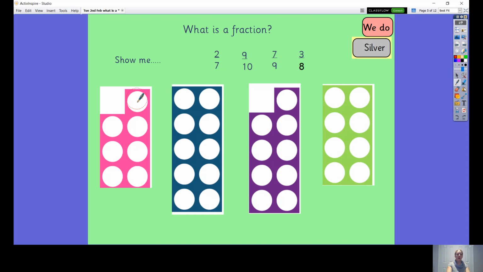So for this one it's 2/7, so I've drawn a shape with 7 equal pieces and I've got to shade 2 of them, so 1, 2, like that. Okay, and so you do the same for the other, so draw a shape with 10 equal pieces, shade 9 of them, 9 equal pieces, shade 7, 8 equal pieces, shade 3. Pause and off you go.